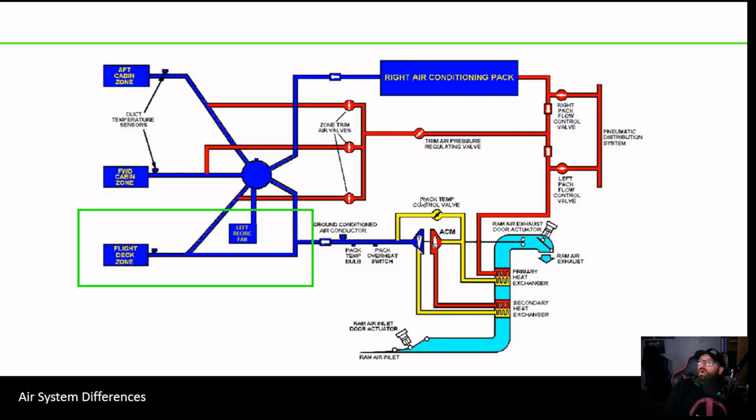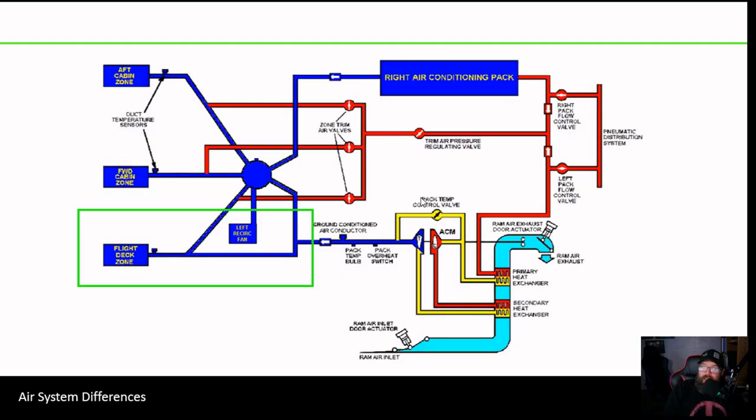So, the ACMs between the 7.6 and 7.5 are exactly the same. So the air cycle machines are the exact same. The packs operate the exact same. Everything works the way that it should between the two airplanes, exactly the same.